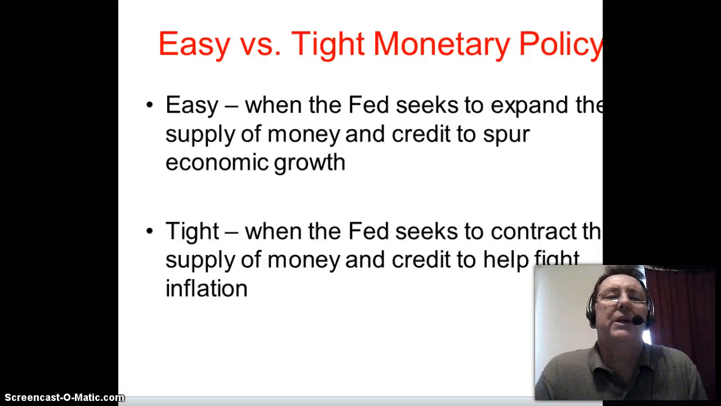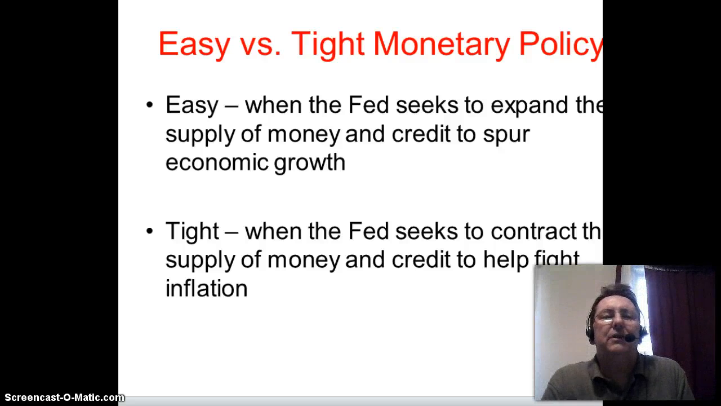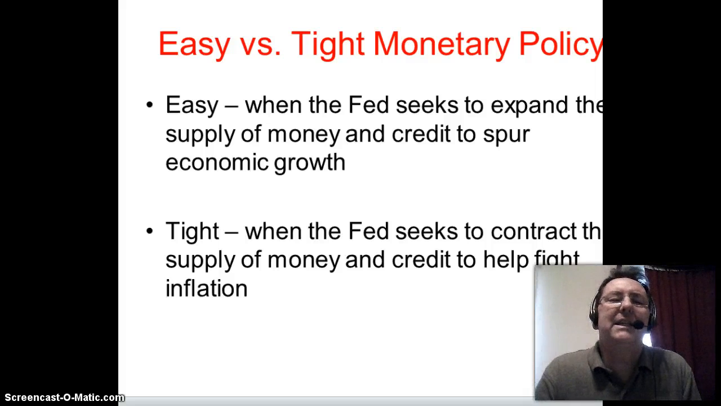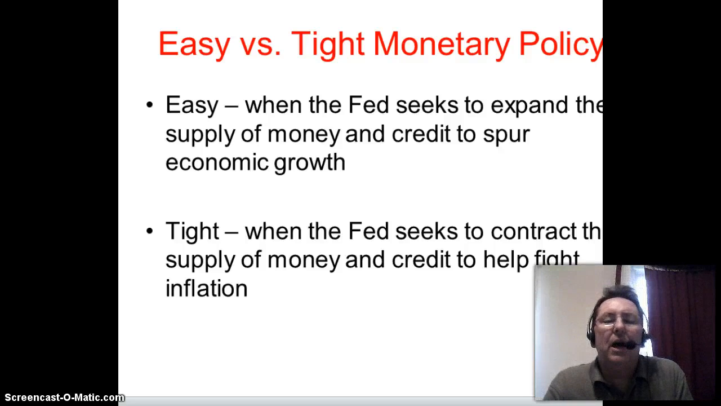As mentioned a moment ago, the Fed will follow easy monetary policy when the Fed seeks to expand the supply of money and credit to spur economic growth. That's the type of policy that's been manifested for the past 7 or 8 years during the Great Recession we've kind of been experiencing. The other type of monetary policy, at the other extreme, would be a tight monetary policy. We last really saw this in the 1990s when the economy was piping hot, unemployment was really low. Tons of jobs out there.